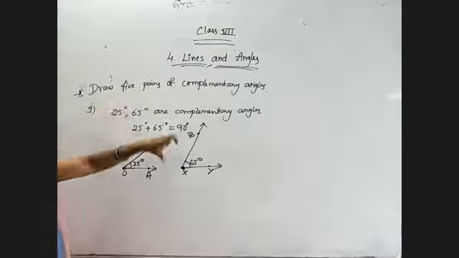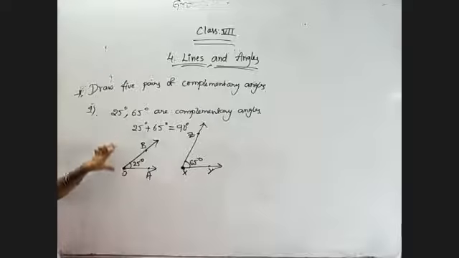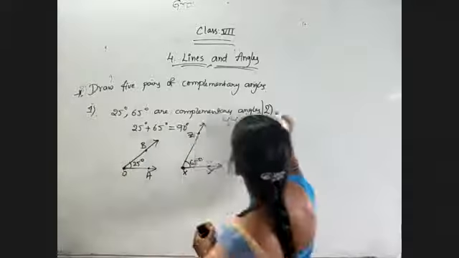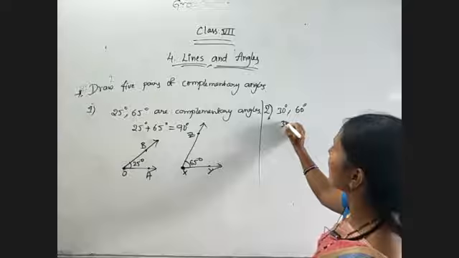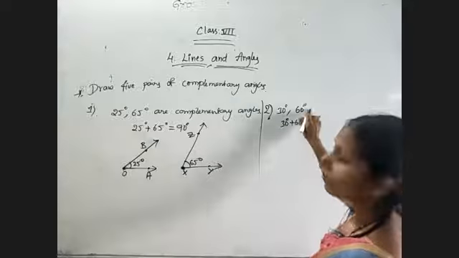Draw 5 pairs of complementary angles. This is my first pair, like that thing whose sum is equal to 90 degrees. So suppose my second question is 30 degrees and 60 degrees. Their sum is equal to 90 degrees. Yes or no? 30 plus 60 is equal to 90. So these are the complementary pairs.